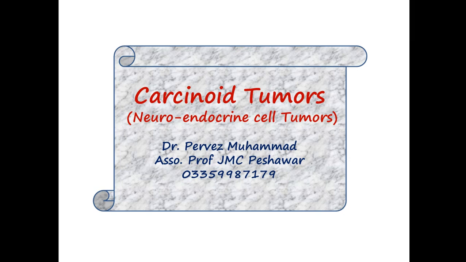Today we talk about the carcinoid tumors. The carcinoid tumors are also known as the neuroendocrine cell tumors because they appear in the neuroendocrine cells. So what is a neuroendocrine cell? A neuroendocrine cell is the one which is stimulated by the nerve impulses, by the neurotransmitters, and in response it gives rise to the secretion of various endocrine hormones. And these endocrine hormones have various effects in the body.